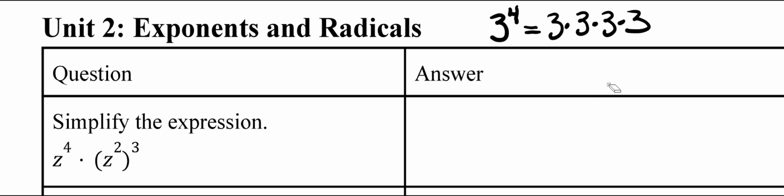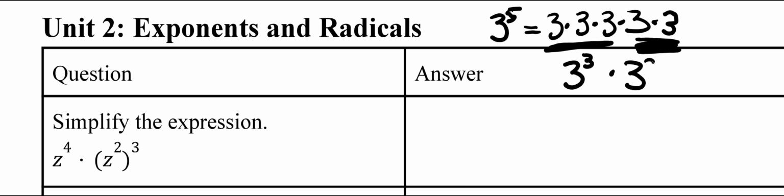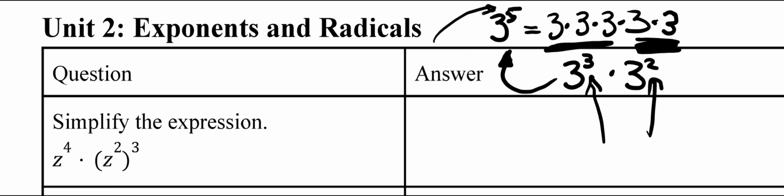But let's say we had 3 to the 5th power. We just add on another 3 here. These 3 right here, I could write that as 3 to the 3rd power. And these 2 right here, I could write that as 3 squared. And I haven't changed anything. 3 to the 3rd power and 3 to the 2nd power, that's what you've got there. And so ultimately, that leads to what the rule is here, that if you multiply like bases, you add the exponents. This 3 plus this 2 is this 5.